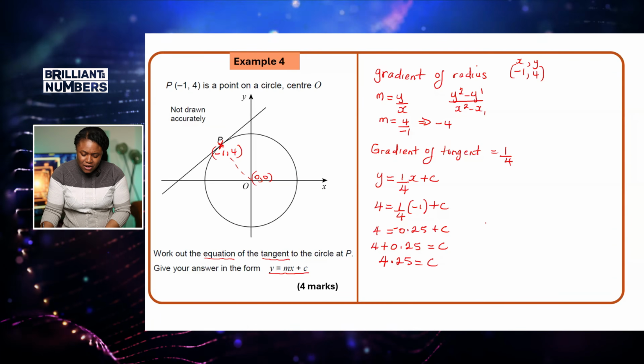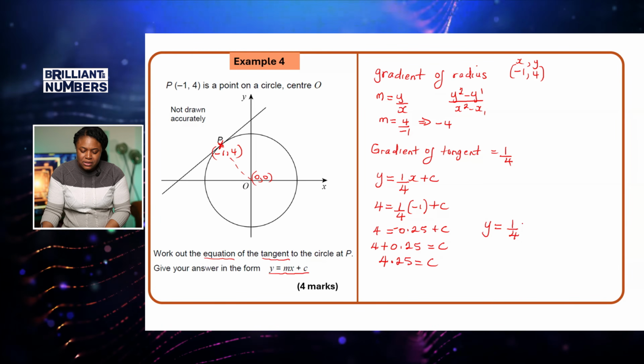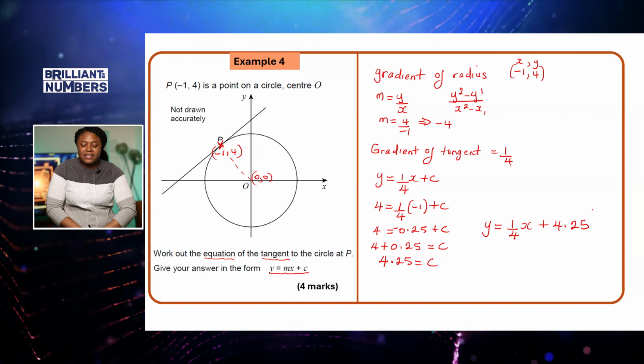Now I have my gradient and I also have my y-intercept. All I need to do now is just put them together, and just like that, I've scored my 4 marks. So let's go. So the final answer then is y equal to a quarter x plus 4.25. And that's my 4 marks in the bag. I'm absolutely proud of you. I can feel this positive energy transmitting to you there, and I can feel that you feel so much more reassured about this content. So let's go to another example.